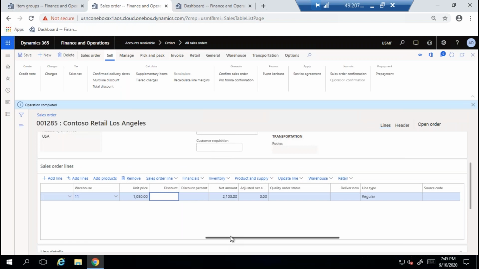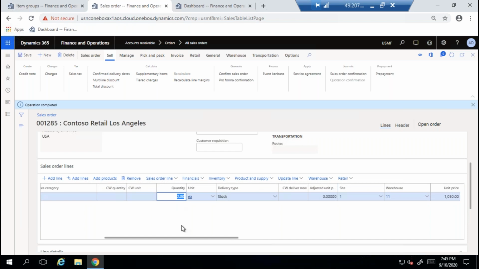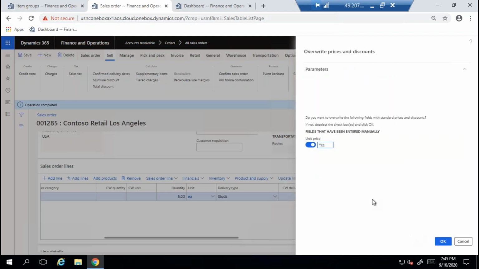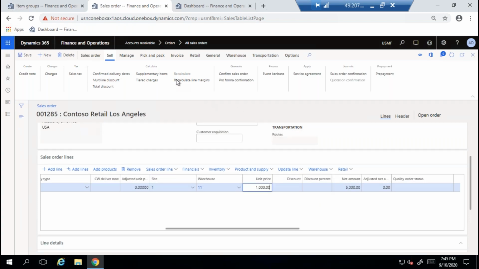Now the customer came back to me. He says, you are telling 1050, but I'm planning to purchase 5. What is the price you will give? Okay. Then I agreed, I'm giving you at the rate of 1000. So now I'm doing confirmation once again.